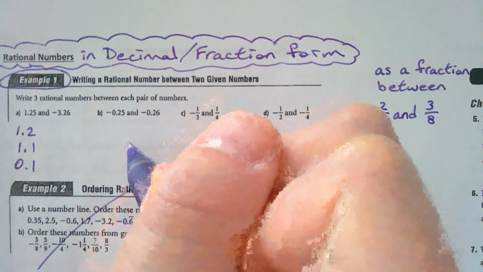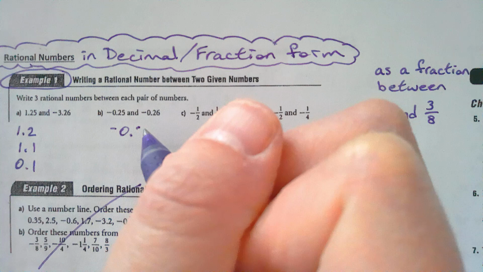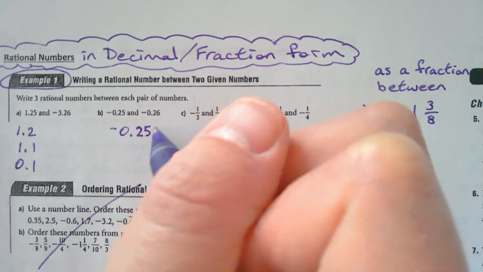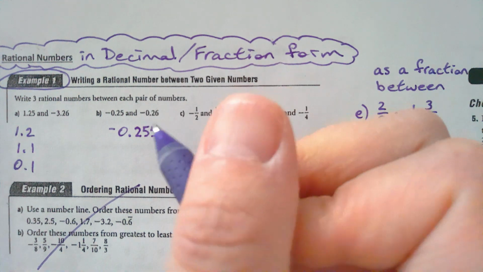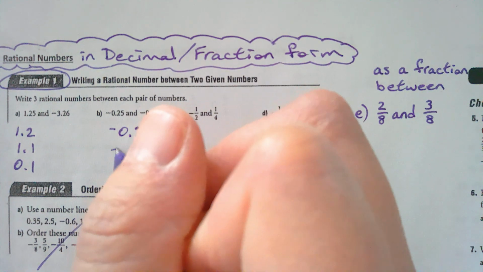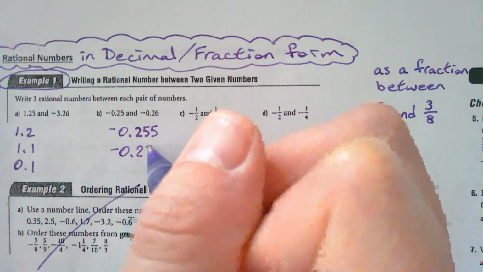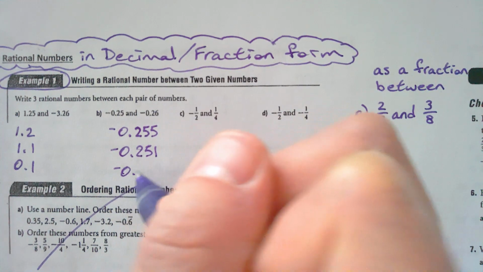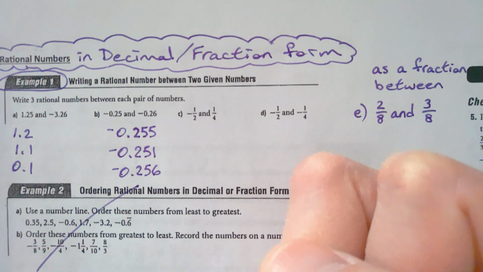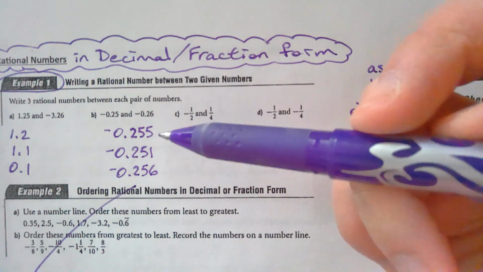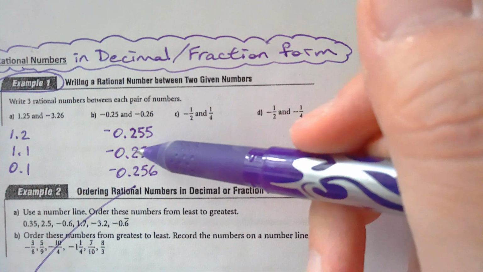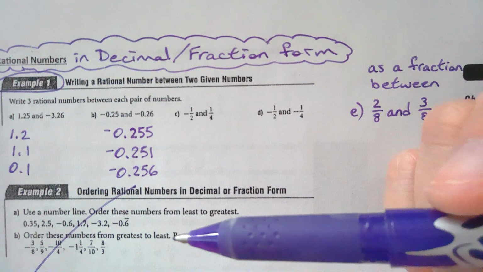Let's say negative 0.255. Right. Okay. So all you have to do is add on an extra digit after that. Okay. Negative 0.251. Yeah. Negative 0.256. Sure. Okay. Because rational numbers are decimals, so you could add in 10 digits after that decimal.